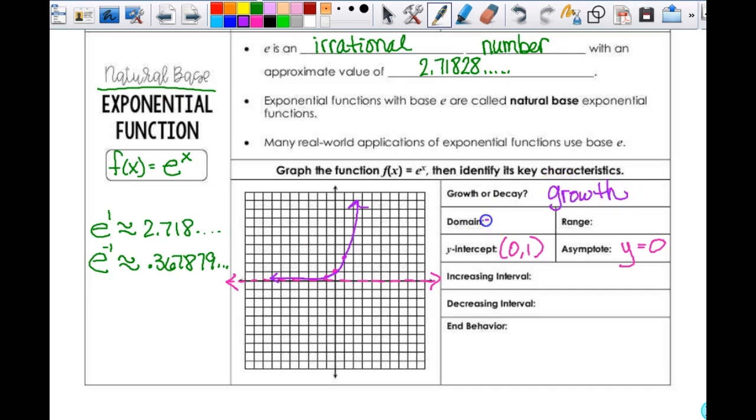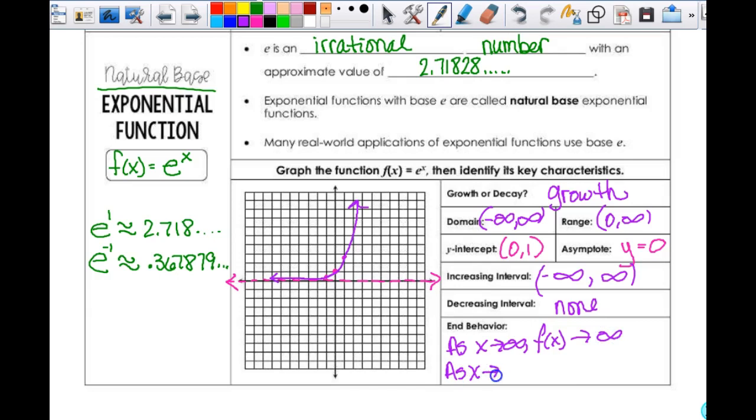My domain is still negative infinity to infinity, right? It's the same. My range, 0 to infinity. Not including 0 because there's an asymptote there. It's increasing the entire time, which means it's not decreasing. And then as x approaches infinity, f of x approaches infinity. And as x approaches negative infinity, f of x approaches 0. We're all okay with that? Those are our parent functions. That's, I think, the end of page 1, right?